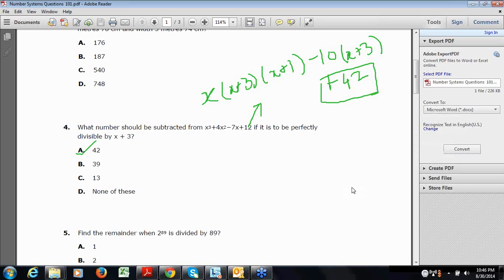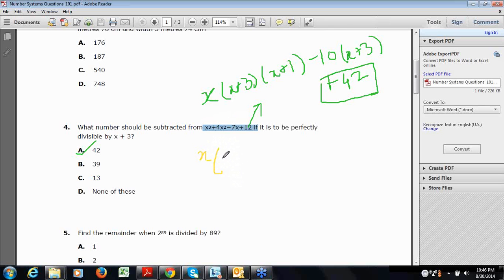Everybody is clear with this? We are doing nothing, actually, we are just changing this expression to this expression. See, it's very easy to simplify.